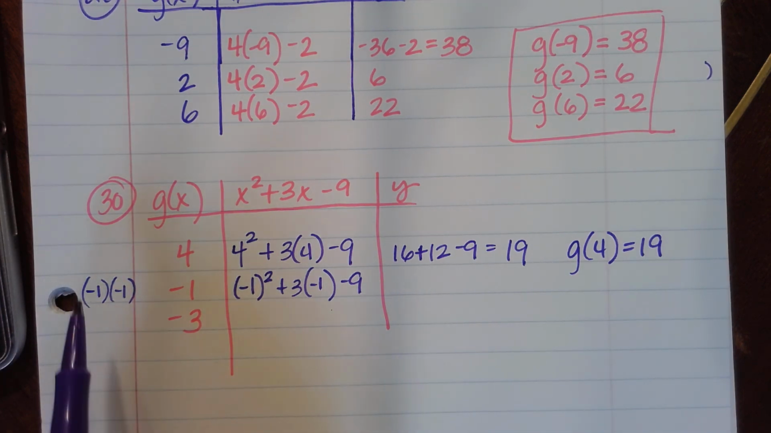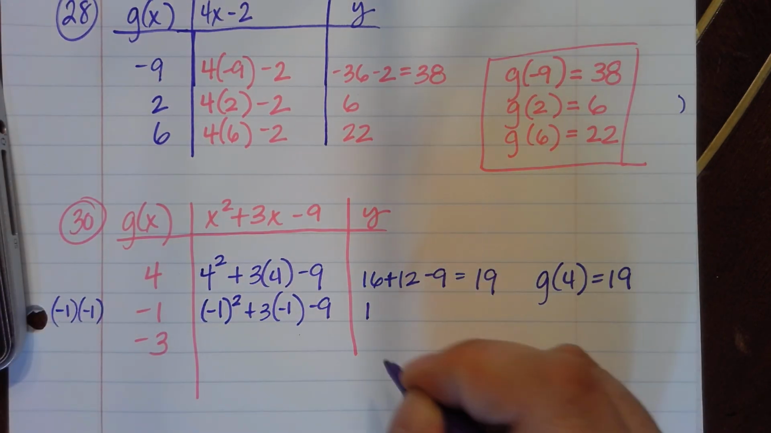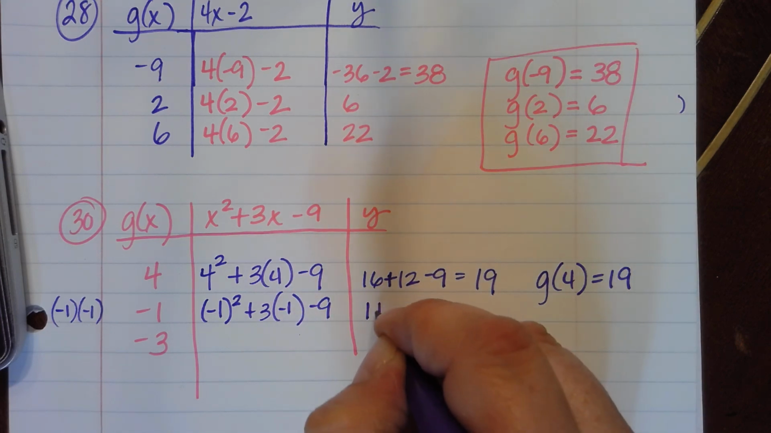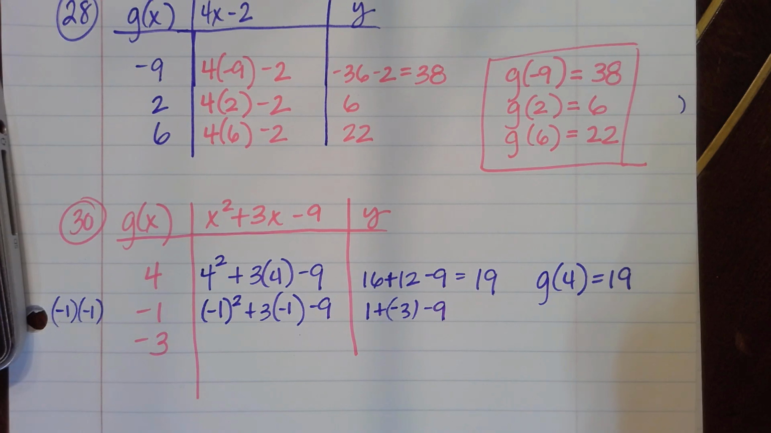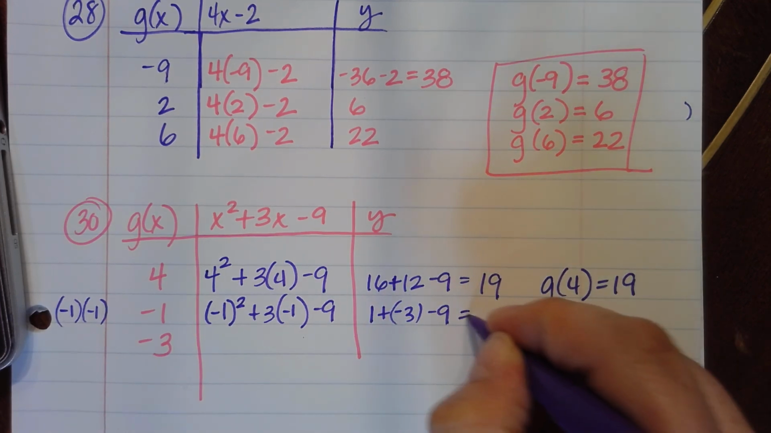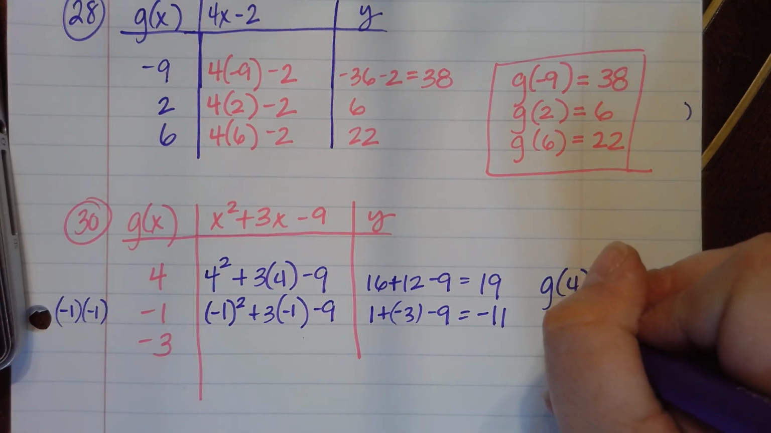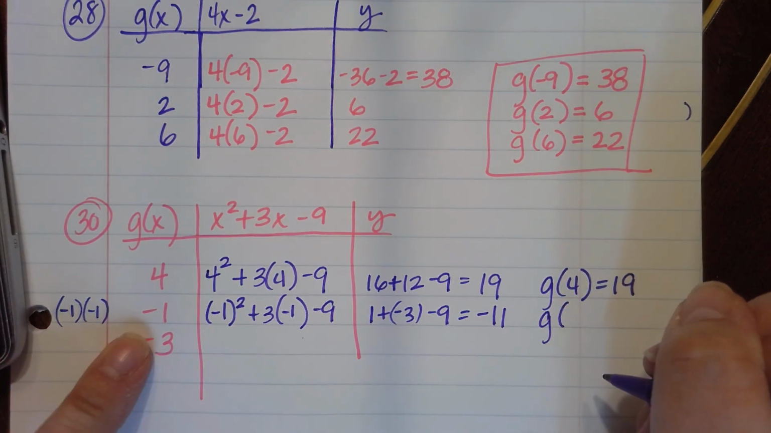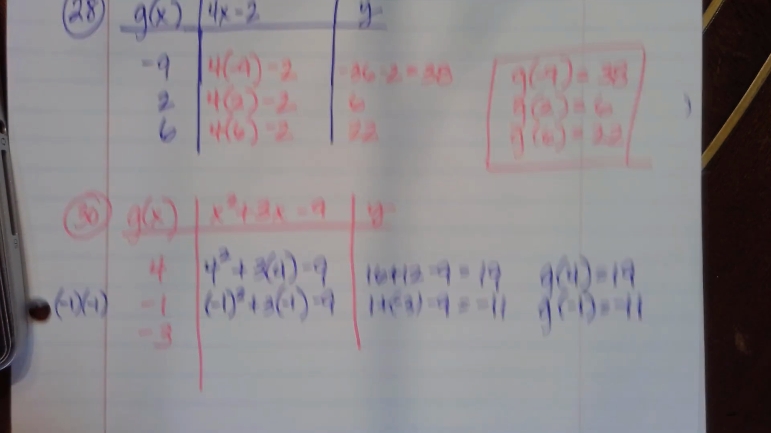So that will be a negative 1 times a negative 1, which is a positive 1. Plus 3 times negative 1 will be negative 3 minus 9. All right, so I've got a negative 3 and a negative 9. 9, 10, 11, 12. That's a negative 12 and a positive 1. So the negatives win, and we cancel the 1 out. So I'm going to write this as, instead of g of x, g of negative 1. And that's equal to negative 11.